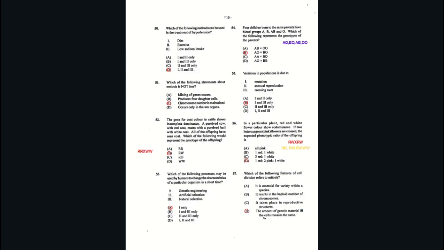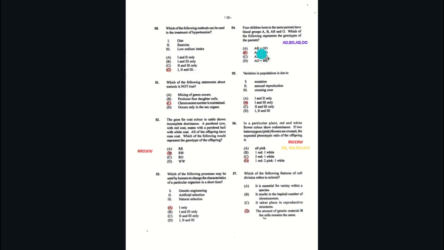Number 54. Four children born to the same parents have blood types A, B, AB, and O. And I hope at this point everybody knows that these are the four blood types that everybody walking around has to fall into one of these categories. Which of the following represents the genotypes of the parents? In order for us to end up with blood groups A, B, AB, and O, the parents would have to be AO and BO, right? So, these are the possible genotypes.